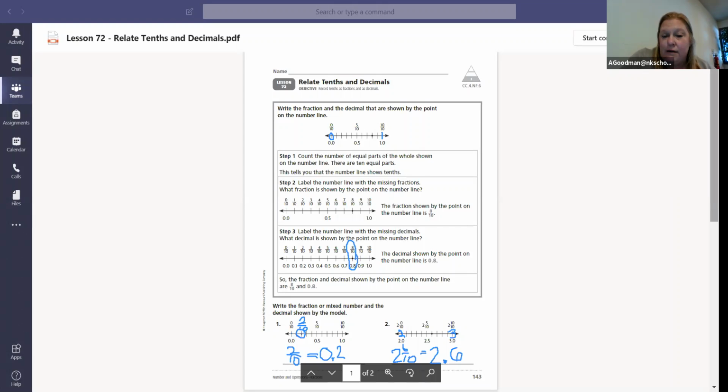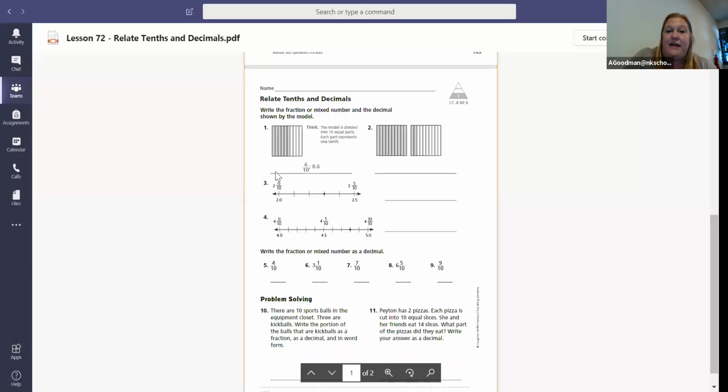And I've got to clear. All right, so here we have a model, not a number line. We have a box model, and it's split into tenths. So we have to think about it as divided into tenths, and 6 of those tenths are shaded, and so that's the same as 6 tenths or 0.6.